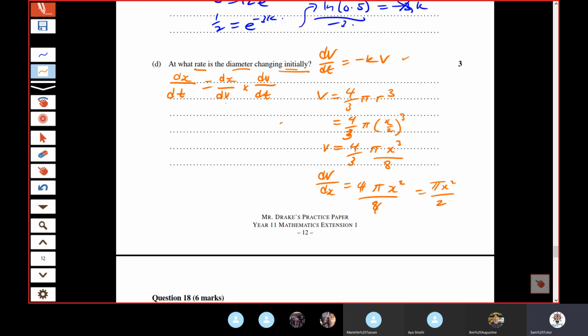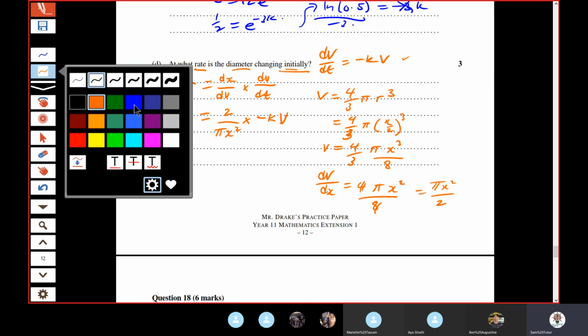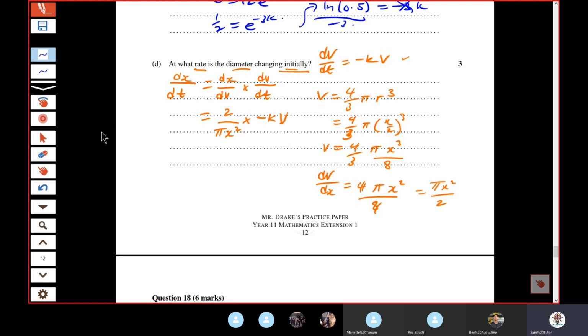And of course, we want a dx on dV. dx on dV is 2 on pi x squared, times negative kV. Okay, I'll pause there for a second. Have I confused anybody? Anyone not sure what I've done at any stage?